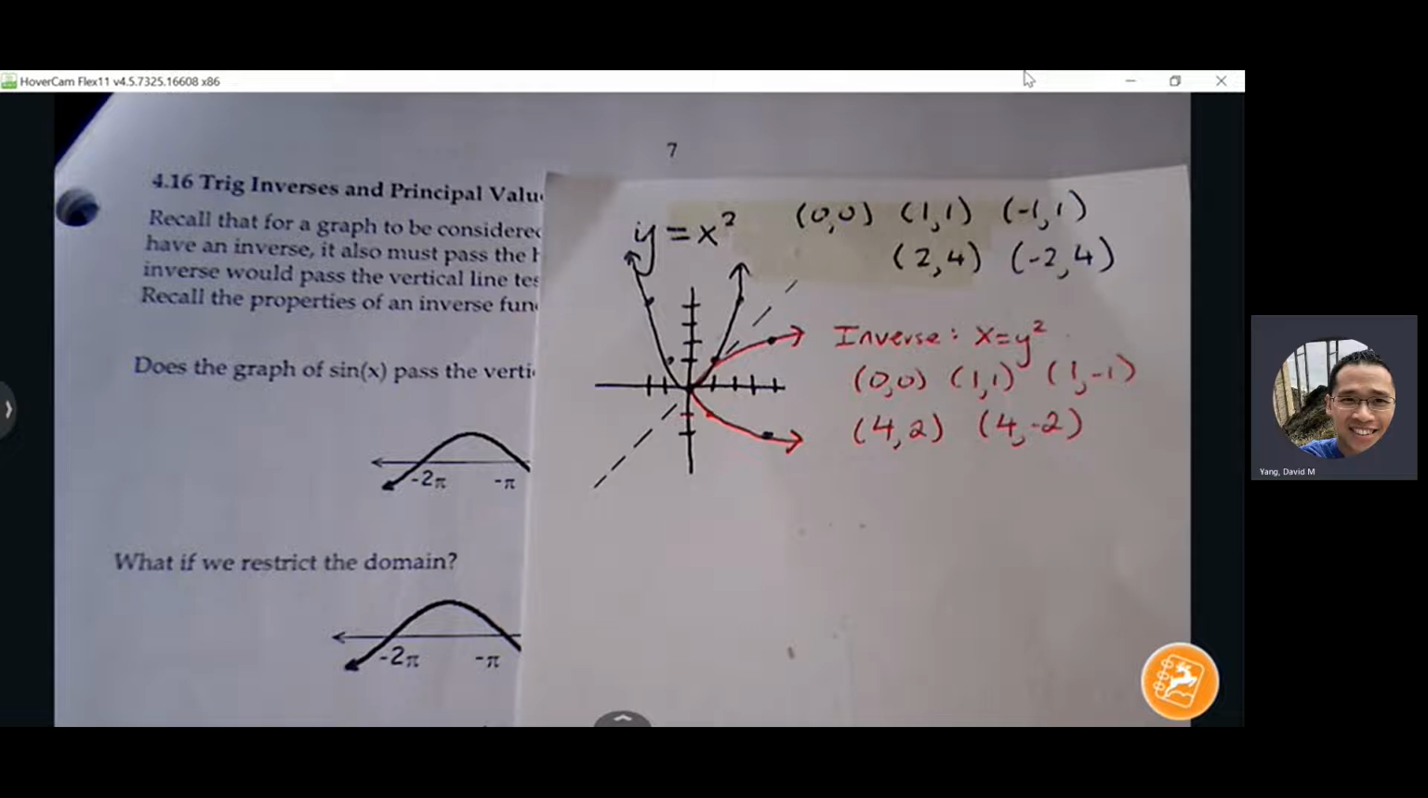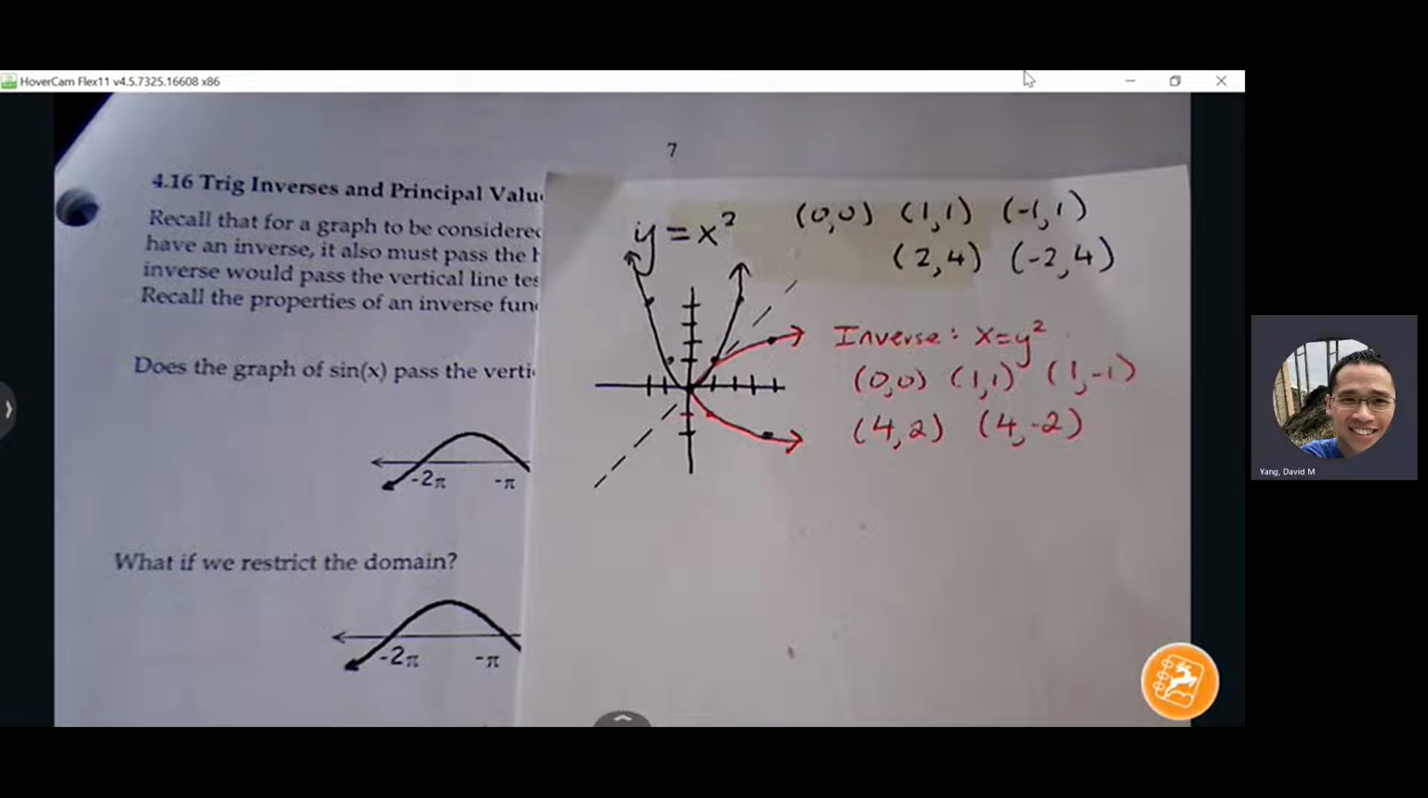Now, the inverse of it is where we flip-flop all the x and y values. So the inverse function is actually x equals y squared, because if I replace the x with y and y with x and solve for x, I get x equals y squared. That means all the ordered pairs should be flip-flopped. So 0, 0 will stay, 1, 1 will stay, -1, 1 becomes what? 1, -1. 2, 4 becomes 4, 2. -2, 4 becomes 4, -2. So this is what the graph looks like.